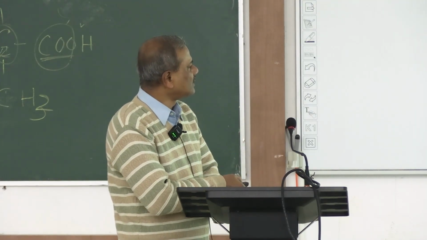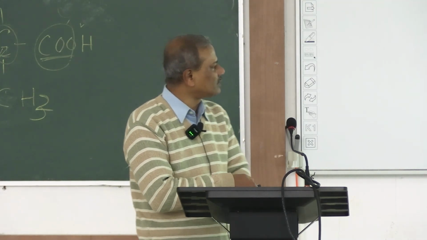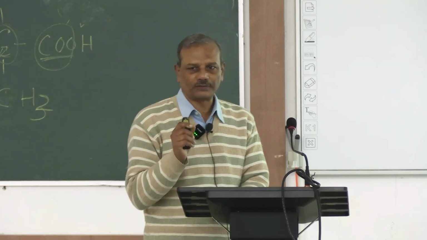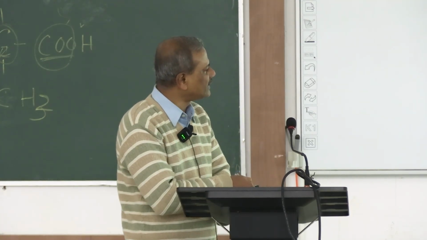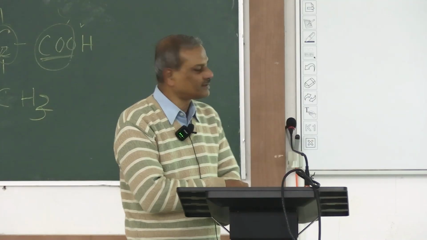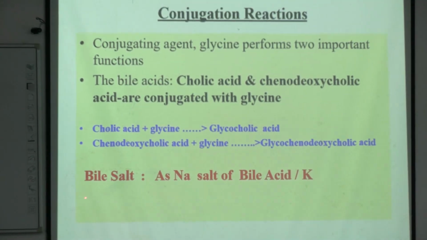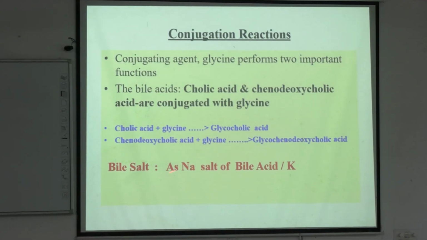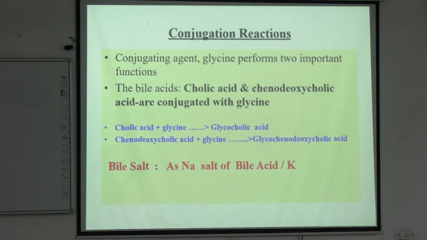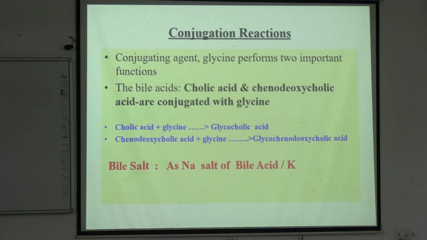So for bile salts, cholic acid and chenodeoxycholic acid are produced from cholesterol, and they are conjugated with glycine to form glycocholic acid and glycochenodeoxycholic acid. When they combine with the sodium salt, they are called sodium glycocholate or sodium taurocholate or sodium chenodeoxycholate. These are all basically bile acids, bile salts. The bile salt examination you will be taught during a practical examination.